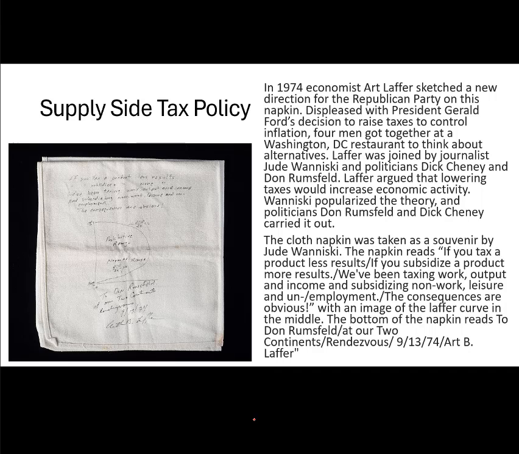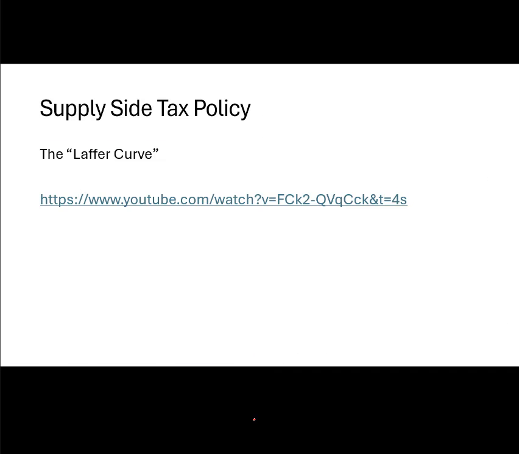The napkin reads, quote, "If you tax a product, less results. If you subsidize a product, more results." And he means their production. "We've been taxing work, output, and income, and subsidizing non-work, leisure, and unemployment. The consequences are obvious." With an image of the Laffer curve in the middle, the bottom of the napkin reads, "To Don Rumsfeld at our two continents rendezvous, 9/13/74, Art Thurby Laffer." So kind of a famous description. Now, what does the Laffer curve itself mean? Well, let's watch this little video clip from Laffer himself, because nobody explains it better than he does.